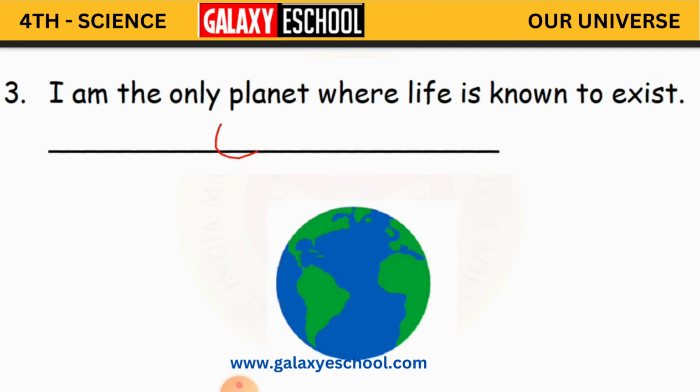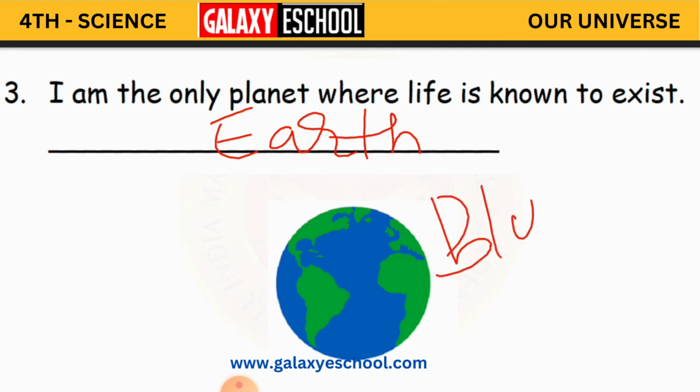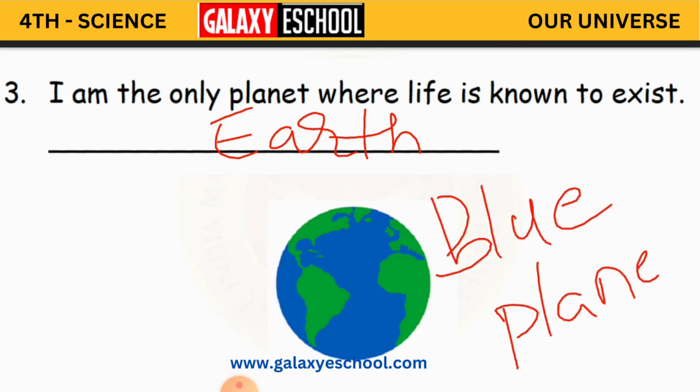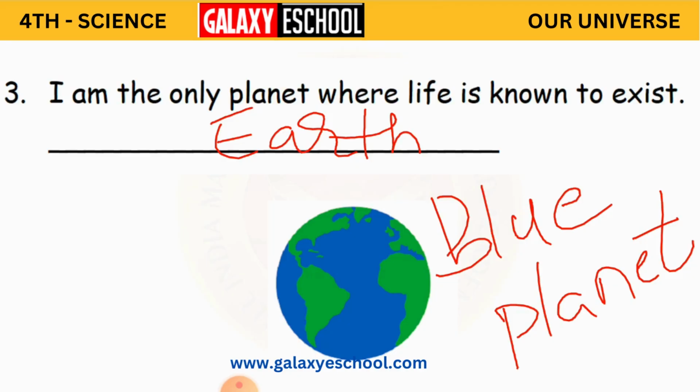Nothing but Earth. Children, you know that Earth is also called the blue planet. Why? Because 3 by 4th of our Earth is covered with water. Water is of what color normally? Yes, blue. Normally we give the blue color to water. So that is why Earth is also called the blue planet.